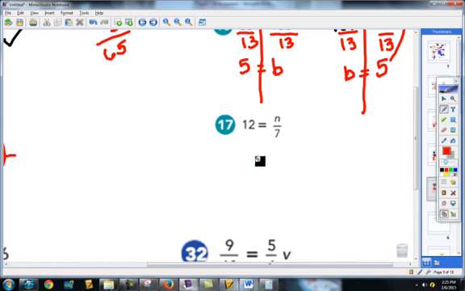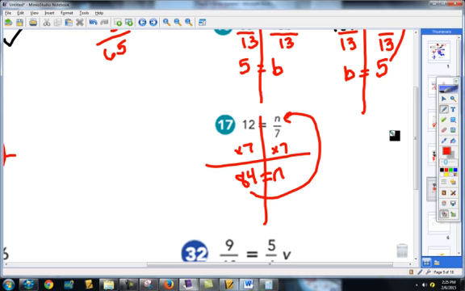Here's the same way, except it's just flip-flopped again. But regardless, I can see that n is being divided by 7, so I need to multiply by 7. And multiply by 7. And n is going to be 12 times 7, which is 84. Plug it in to make sure, and you'd be good.